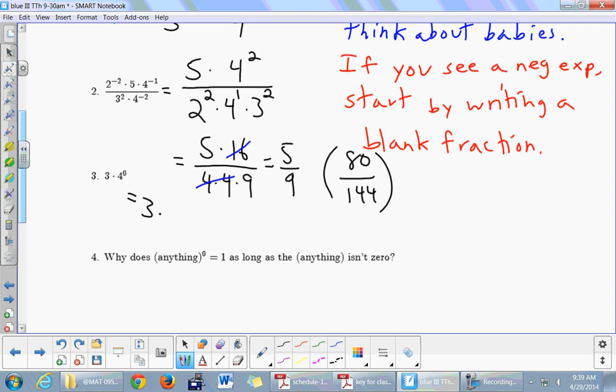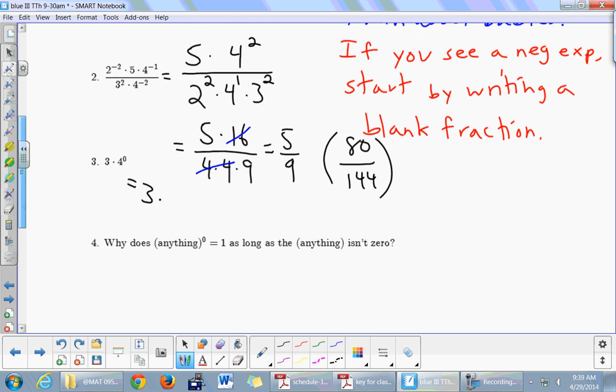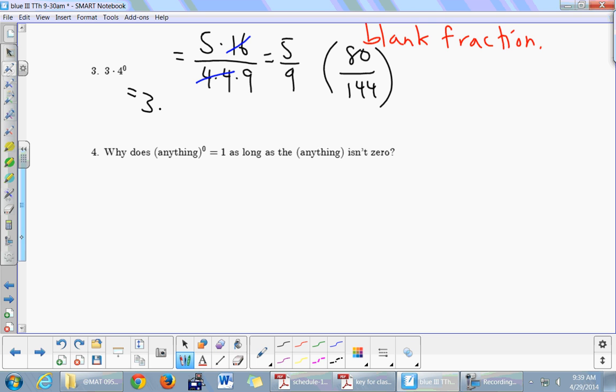Anybody remember what that something is? Have we defined it? We haven't? Oh, we've never seen 4 to the 0. Okay. Well, let's figure out what it has to be. I'm going to come down here to number 4, and then we'll go back up and finish number 3.